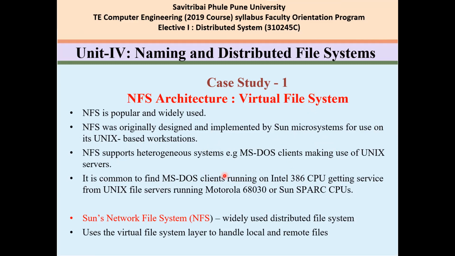So what was the main purpose? All the Unix Linux based workstations and those operations were performed. Then NFS supports heterogeneous systems. It is common to find MS-DOS clients running on Intel 386 CPU, and they are going to get services from Unix file servers. Examples are Motorola phones, if you remember, and Sun Spark CPUs. Sun's network file system, NFS, is a widely used distributed file system. It was provided by Sun Microsystems, and it uses the virtual file system layer to handle local and remote files.